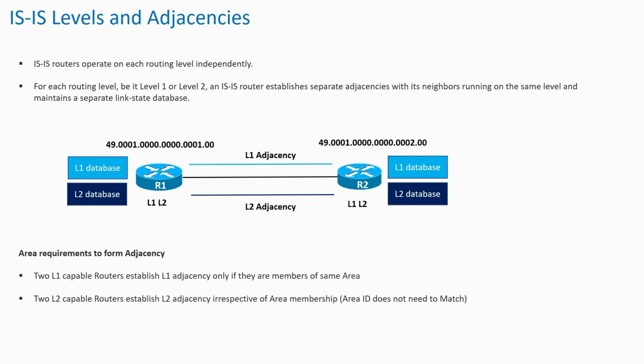Please note the following area requirements to form adjacency. Two L1 capable routers establish L1 adjacency only if they are members of the same area. Two L2 capable routers establish L2 adjacency irrespective of area membership. It means that the area ID does not need to match to form L2 adjacency.